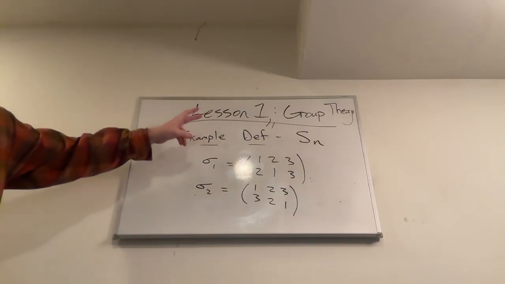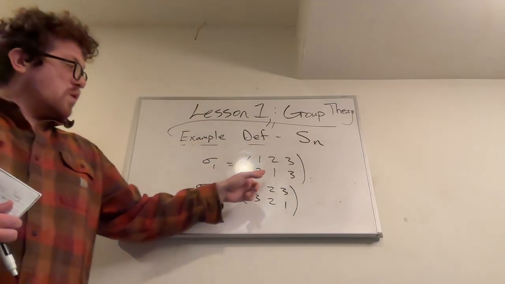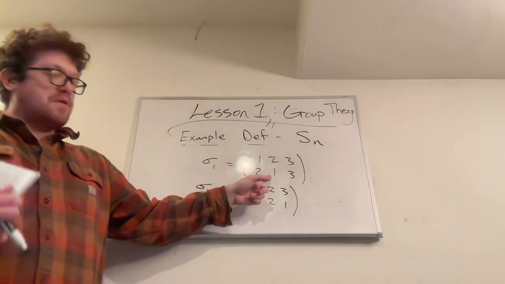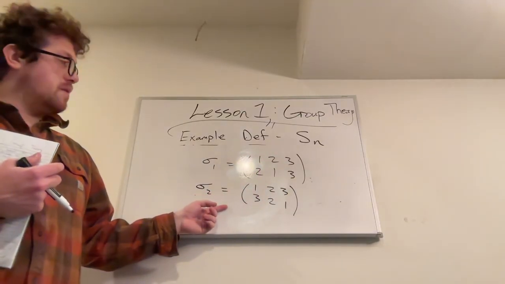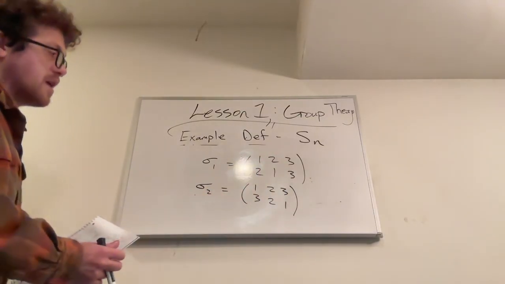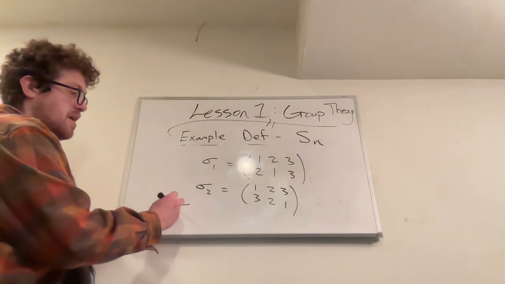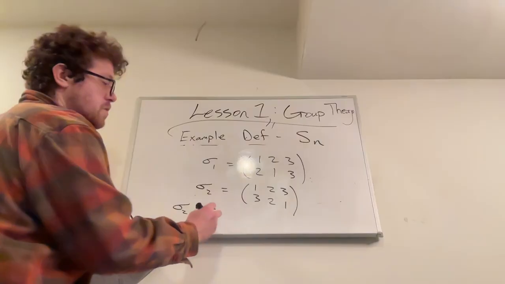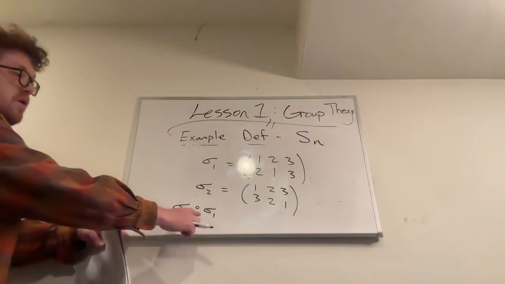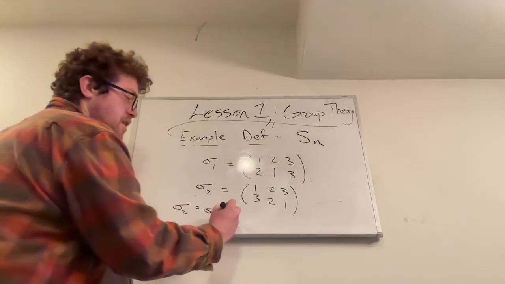So we have sigma 1, which is defining one permutation or one bijection from the set of 3 elements to itself. And then we have another bijection. And so the composition product says we should be able to combine these in some way. So I should be able to do sigma 1 first and then compose it with sigma 2 after, right? And I should get a new bijection.